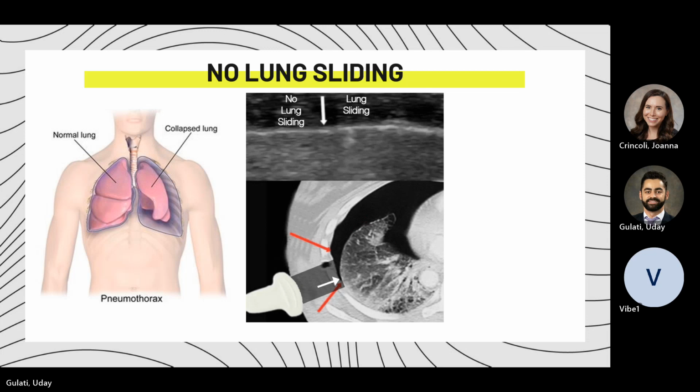You keep your point focused between these two ribs. Imagine a rib here and a rib here, and you're in between two ribs. You're not seeing anything here, you're not seeing anything here, and you're just focused on this point. You zoom in all the way to see that thick hyperechoic line, which is why I really like the linear probe for this.